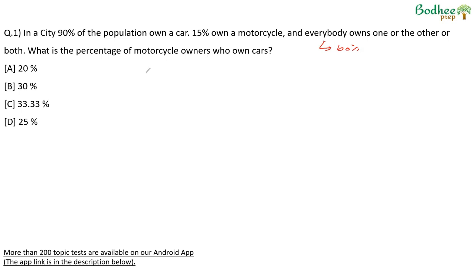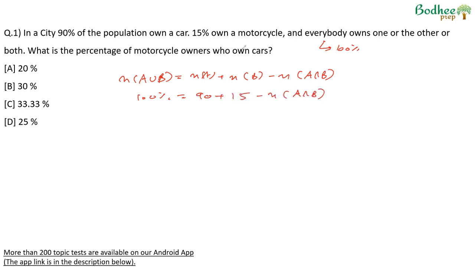So what we do here is we say N of A union B is equal to N of A plus N of B minus N of A intersection B. A is for cars, M is for motorcycles. So total will be 100%. This is equal to 90 plus 15 minus the number of people who have both of them. So this becomes N of A intersection B is equal to 105 minus 100, which is 5.